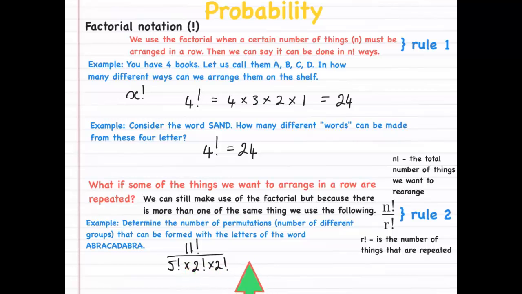Once you get all of that onto your calculator and you press equal, you will get 83,160. So that is how many different words can be made with the letters of abracadabra. 83,160. Got it? And do you know the difference between the two rules now? Excellent. So let's go and try some more examples.